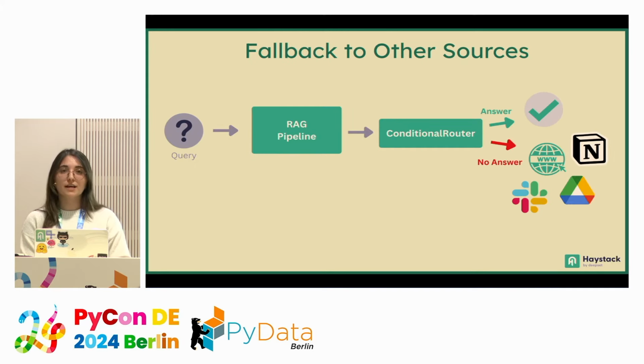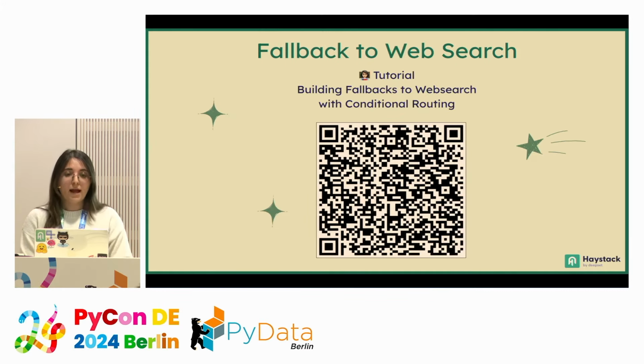But this is actually not the only way to implement a system like that. So you don't have to fall back to web search. You can also use other types of sources such as Notion, Google Drive, or your Slack. And if you found this interesting, we have a tutorial that explains this step by step and helps you as you build your pipeline with fallback mechanisms.